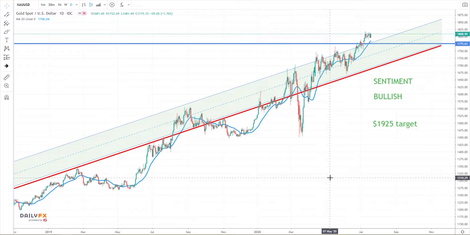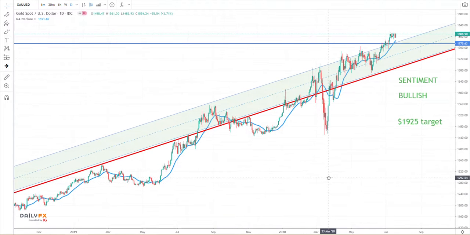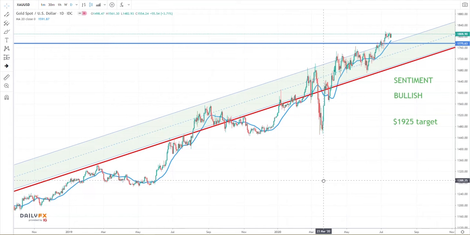Hey everyone, this is Ryan B with Practical Forex Trading, and this is your weekly analysis for gold versus the dollar. So the price of gold versus the dollar, XAUUSD.